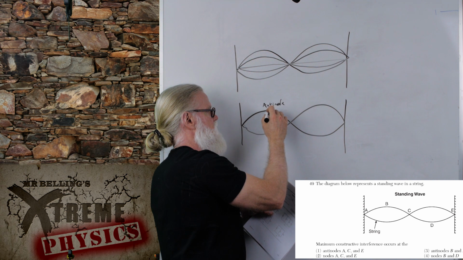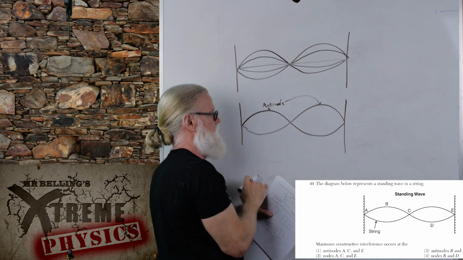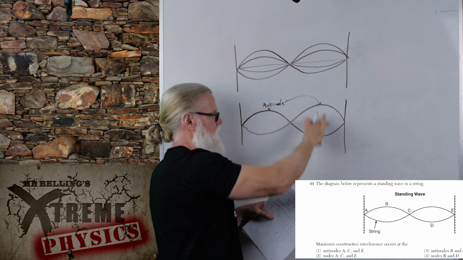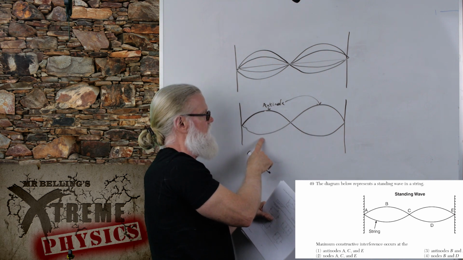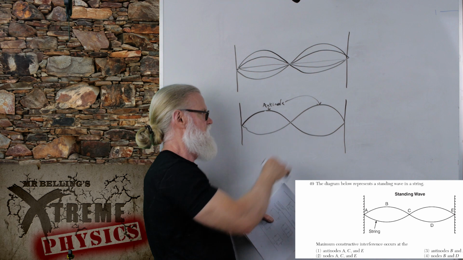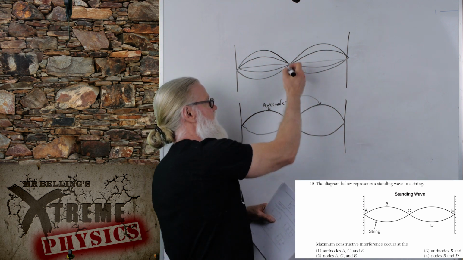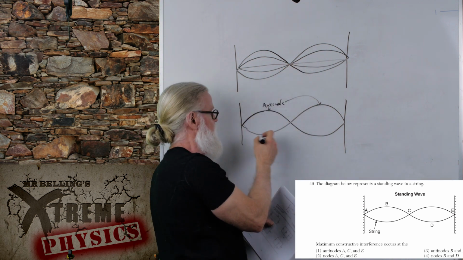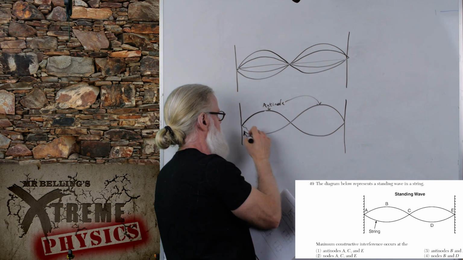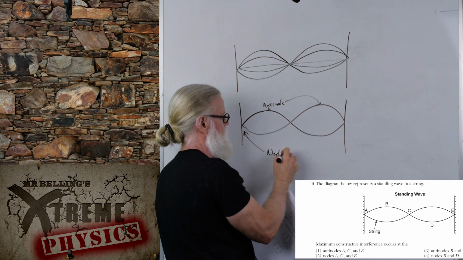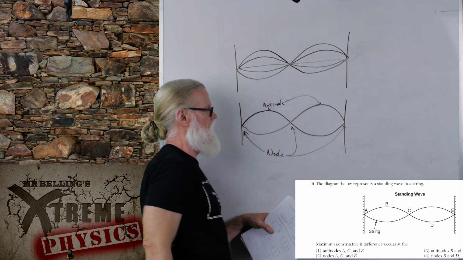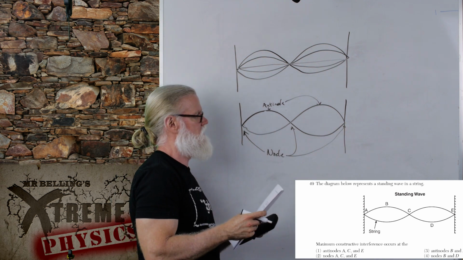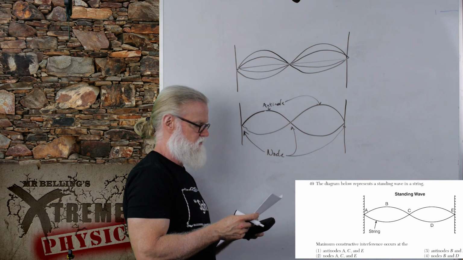There's one here and there's one here. This whole area is an antinode. This is not an antinode, and that is not a separate antinode. This whole area is an antinode. Now we have areas where you never have an amplitude, and these are called nodes. There are 3 nodes and 2 antinodes on this particular one.